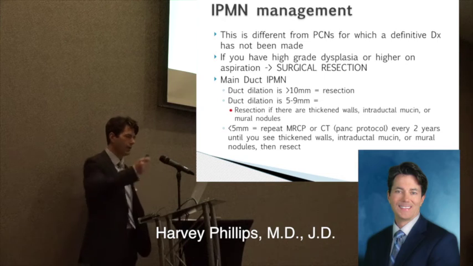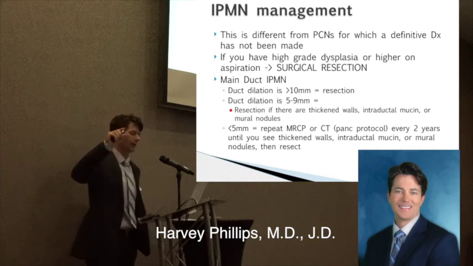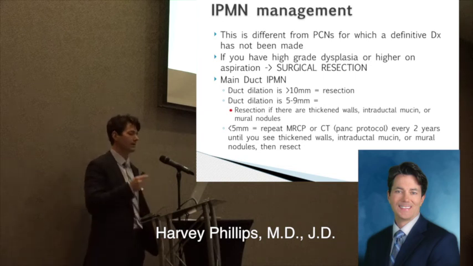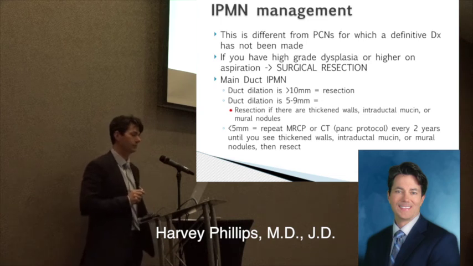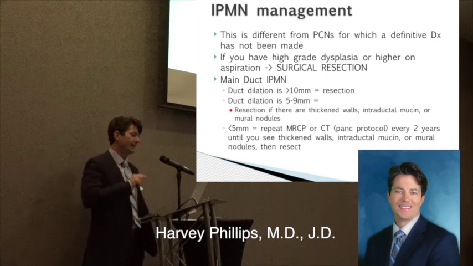All right, so everything I've said before was in the context of really not knowing what you're dealing with. You did not know, when you saw the 2-centimeter lesion that you sent to Dr. Langrani or Dr. Nieto for aspiration, what it was. But now you have determined it's mucinous and it is indeed an IPMN, or your radiologist got out on a limb and told you it was an IPMN. So what do you do? So this is a little different. If you have high-grade dysplasia on aspiration, surgical resection.